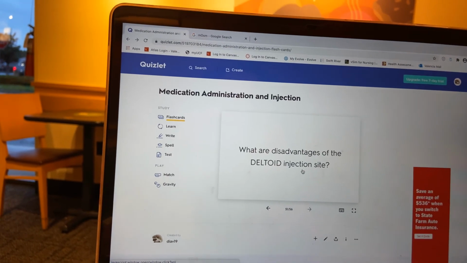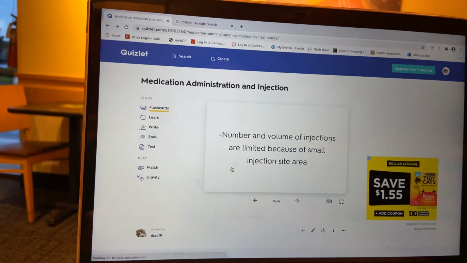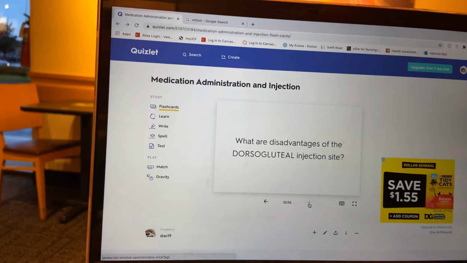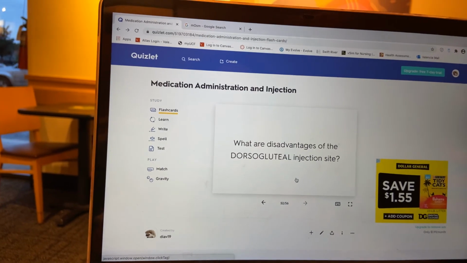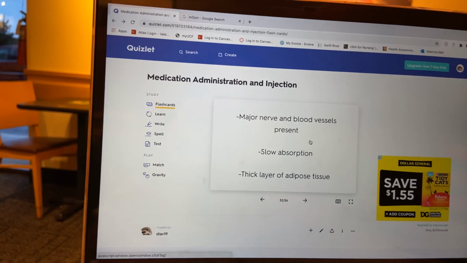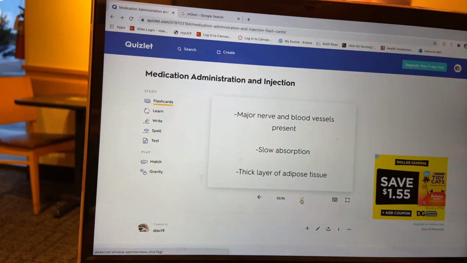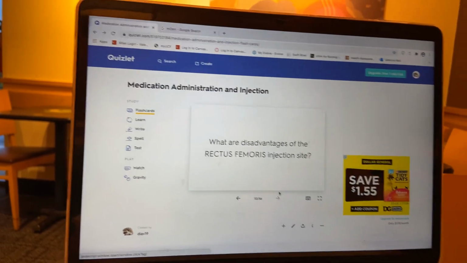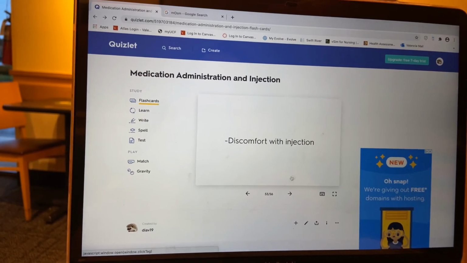What are disadvantages of the deltoid injection site? The number and volume of injections are limited because of small injection site area. What are disadvantages of the dorsal gluteal injection site? There are major nerves and blood vessels present, it's slow absorption, and there's a thick layer of adipose tissue. What are disadvantages of the rectus femoris injection site? There's discomfort with injection.